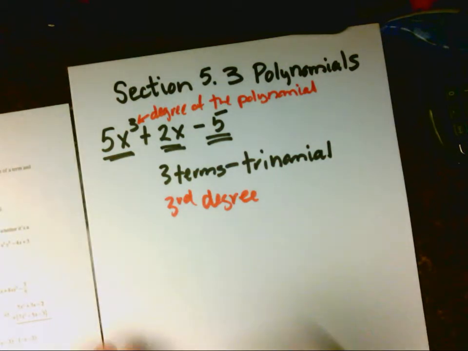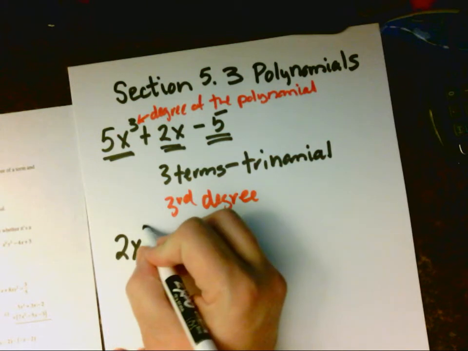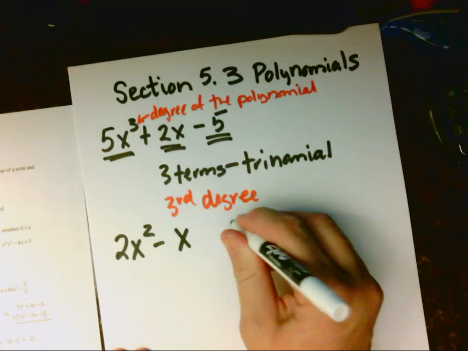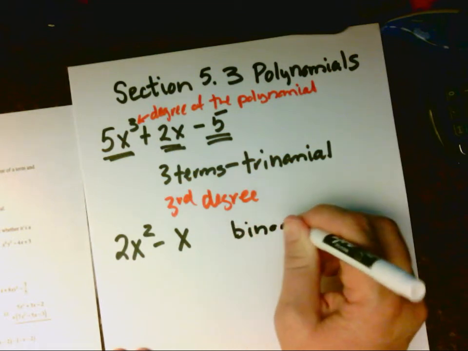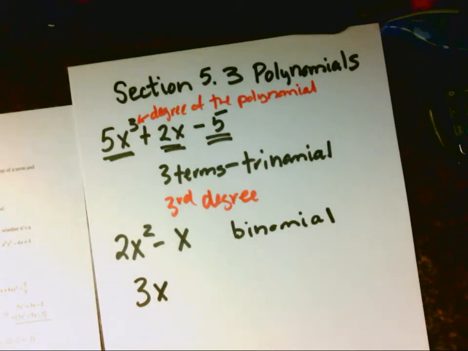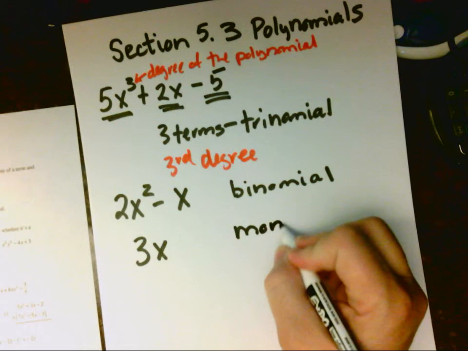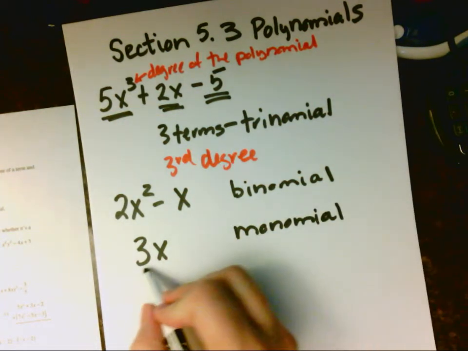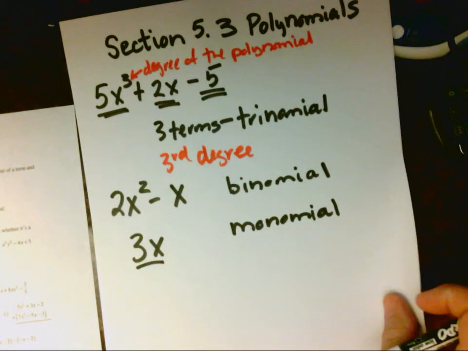Okay, if you have only 2 terms, this would be called a binomial. And you can probably predict what we call something that just has 1 term. We would call that a monomial. This is a variable term because it has a variable, so its value can change.